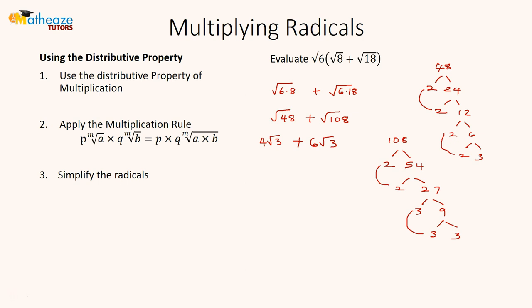So now we have the same radical, so we can just add the whole numbers on the left of the radical. So that's going to give us 4 plus 6 square root of 3, which is going to give us 10 square root of 3.